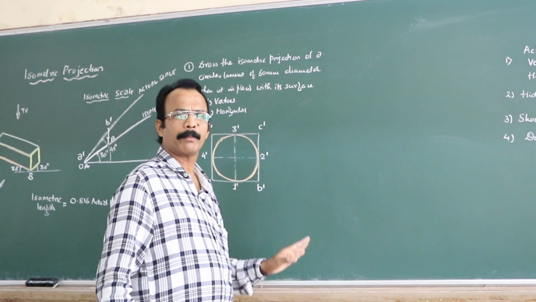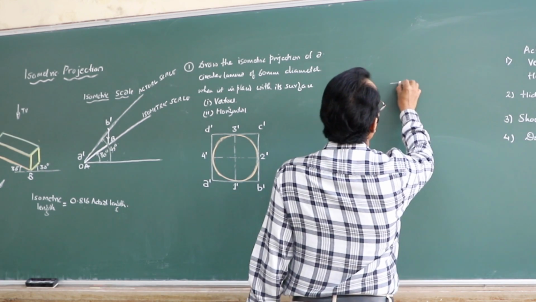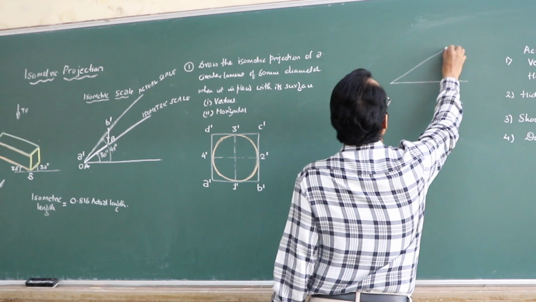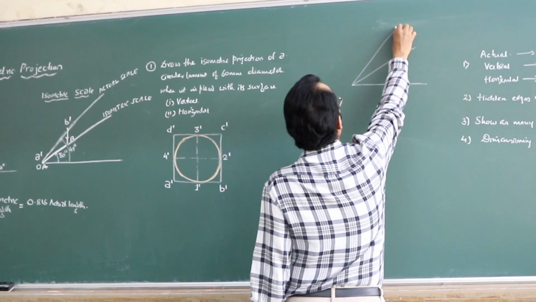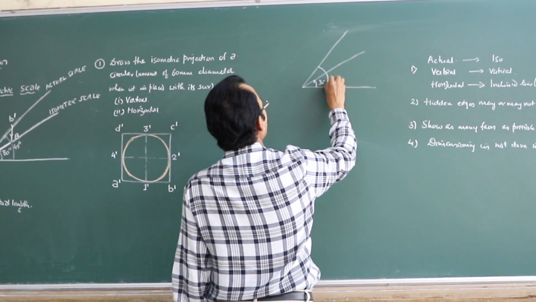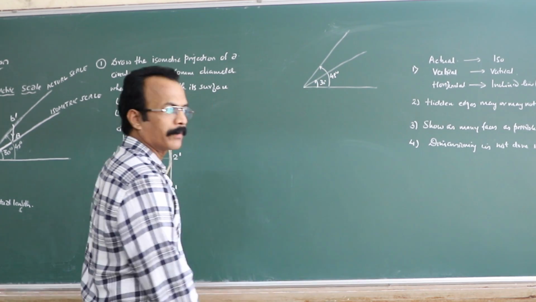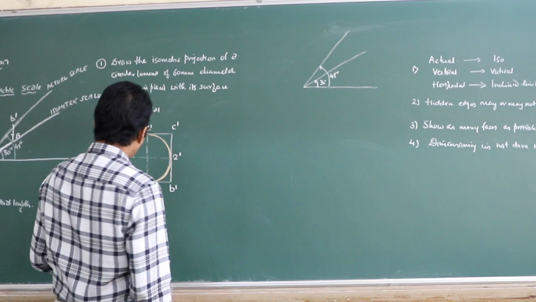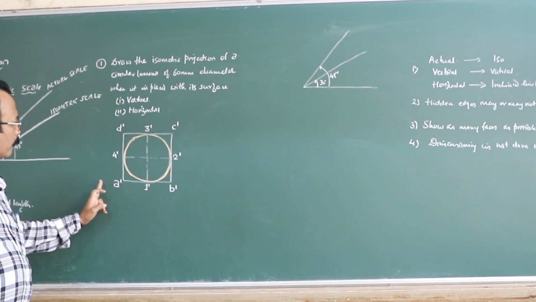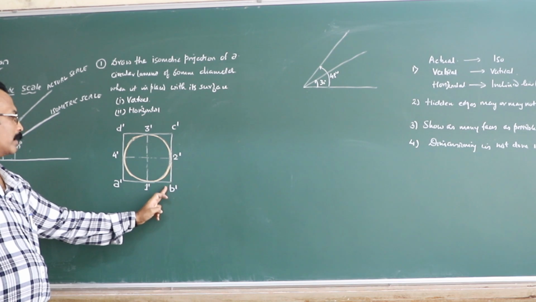So the first step in isometric problems is you draw the isometric scale here. 30 degree, 45 degree. This is 30 degree. This is 45 degree, right? So you can start either from the bottom left corner or from the bottom right corner.